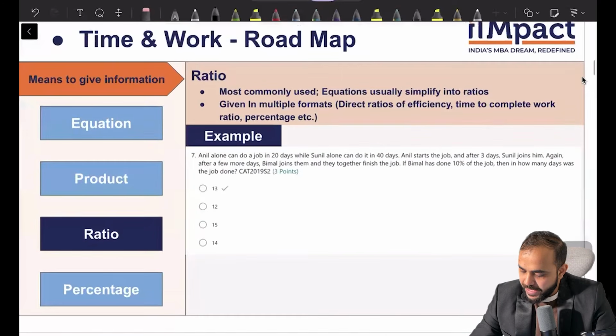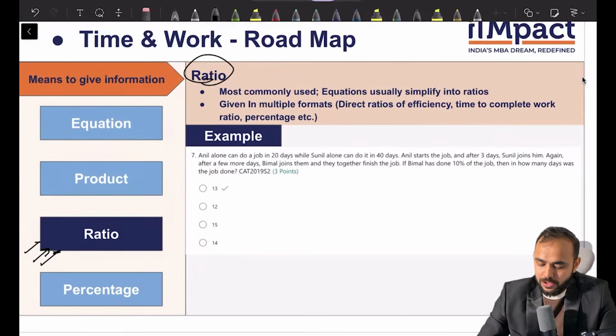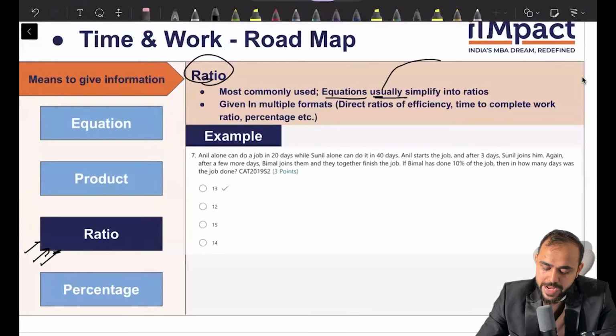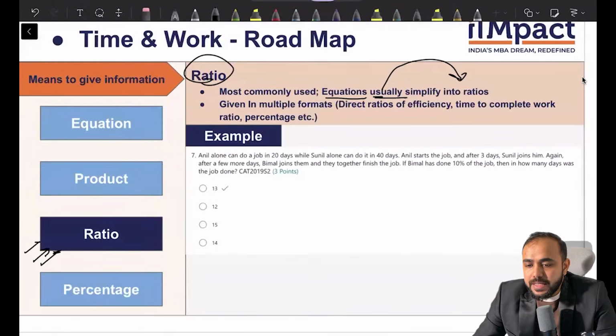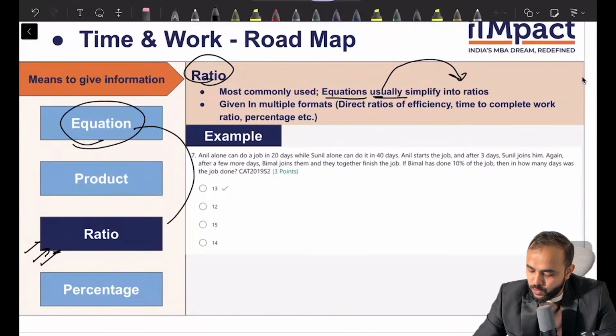All right. Now, finally, to the ratio part, which is probably the most common way of giving information in this particular topic. Even if the information is not given directly to you as a ratio, generally you solve your equations to get these ratios. So maybe they are feeling generous, they will give you the ratio directly, or they will give you the equations, and you will have to convert that into ratios. Now this can be given in multiple formats even if it's given directly.